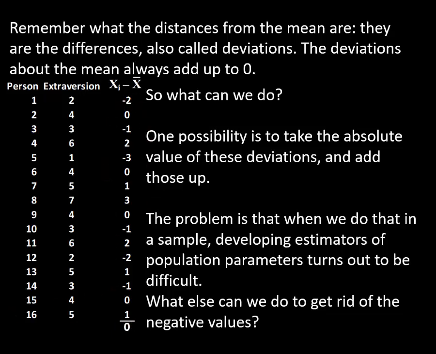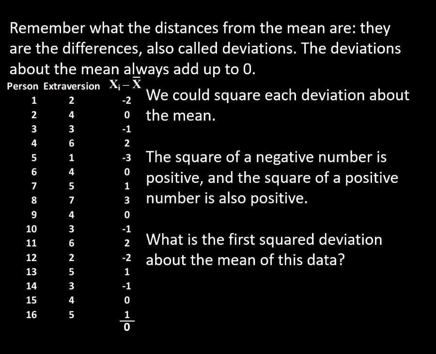And that is exactly what statisticians do. So the square of a negative is positive, the square of a positive is also positive, so we could just square all the deviations and then add those up. And that will give us a measure of how much deviation about the mean there is. So what is the first squared deviation about the mean in these data?